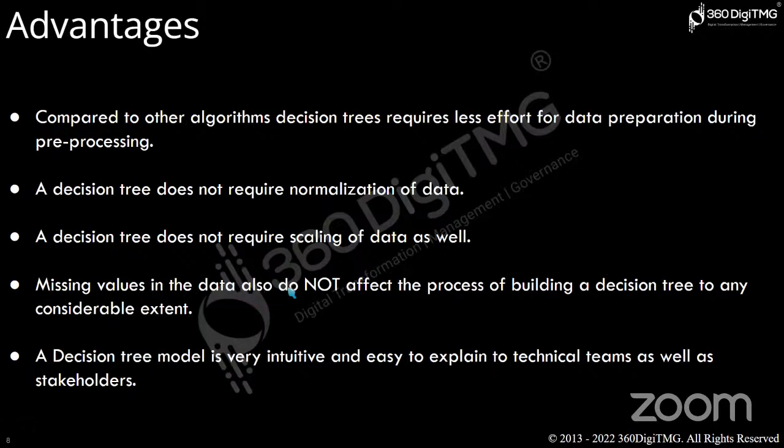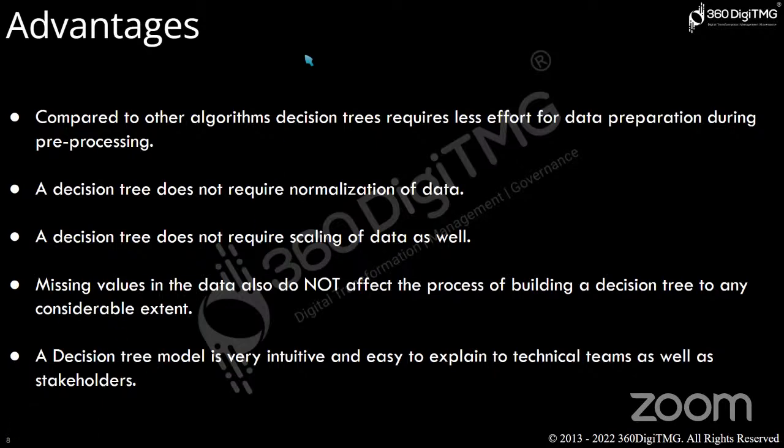Missing values in the data do not affect the process of building a decision tree. And the decision tree model is very intuitive. Okay. And it is very easy to explain to technical teams as well as stakeholders. Now, why is it so easy to explain?